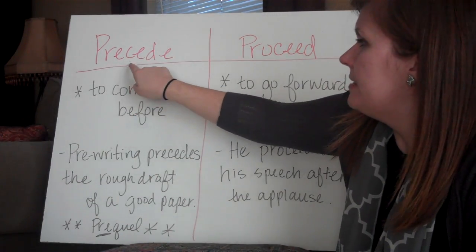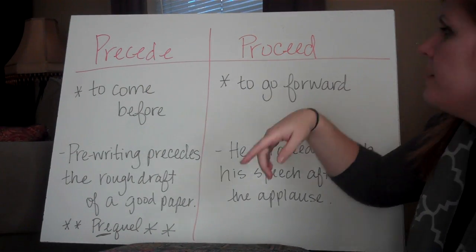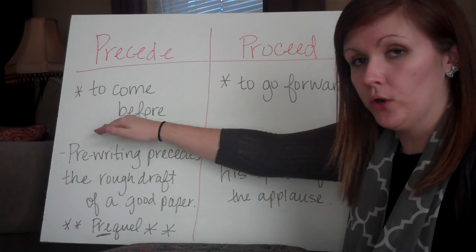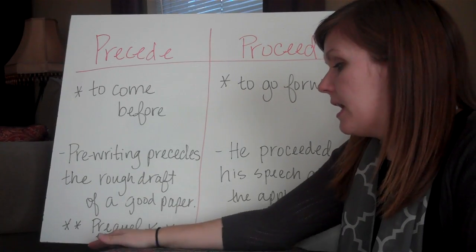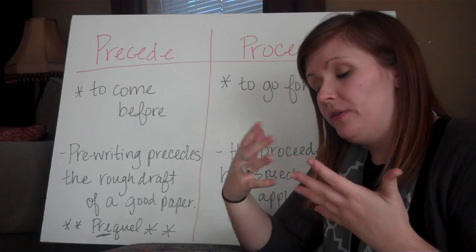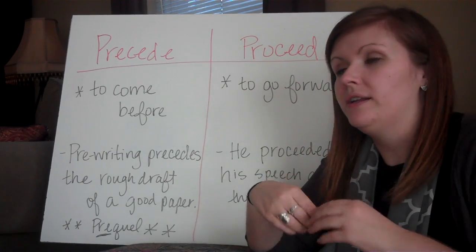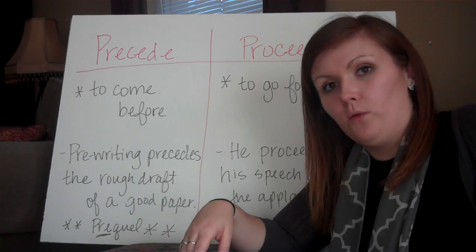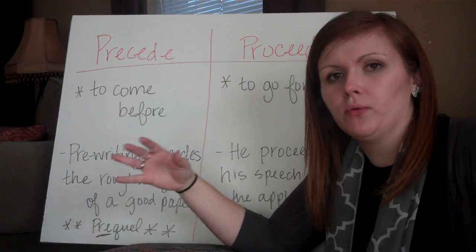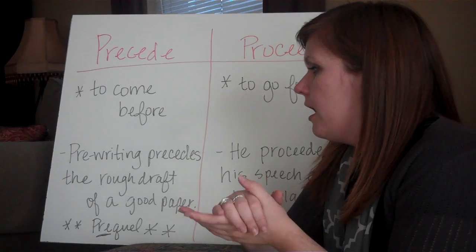Precede is spelled P-R-E-C-E-D-E. Proceed is spelled P-R-O-C-E-E-D. So whenever you're using the word precede, you're going to use it to mean to come before something. And I like to memorize that based off the word prequel or preview. If you think about going to a movie and you're watching the previews or the commercials beforehand, it's stuff that you see beforehand, advertisements before the movie. Or if you're watching a prequel or reading a prequel, it's a story that's happened before the main story. So that's a good way to remember it.